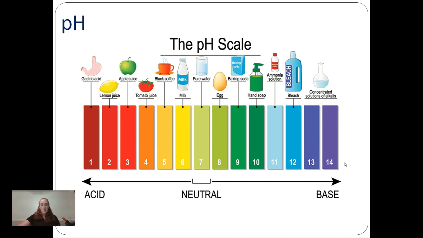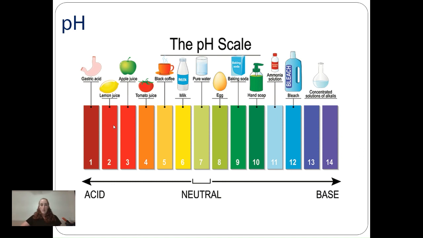Everyday products, or maybe not everyday products for everybody: an egg, for example, has a pH of 8, and bleach has a pH of 12. So those are basic or alkaline. Tomato juice is like a 4, coffee is like a 5, lemon juice is like a 2, and in your stomach, gastric acid has a pH of 1, so highly acidic.